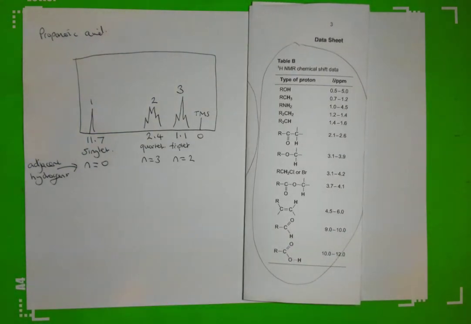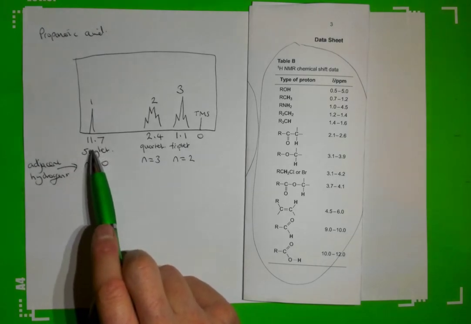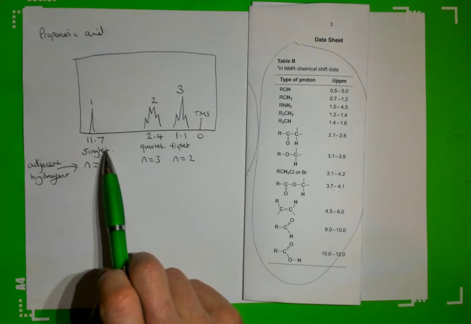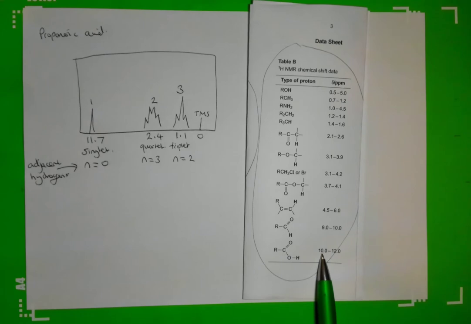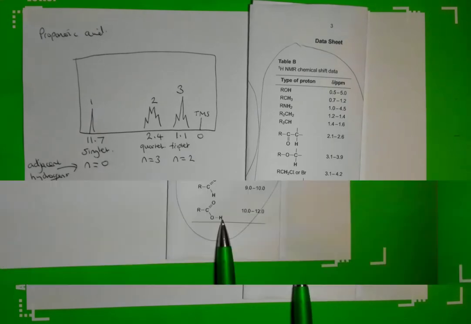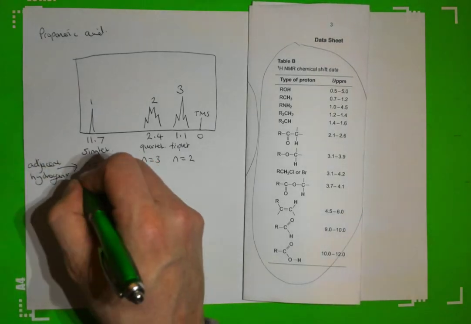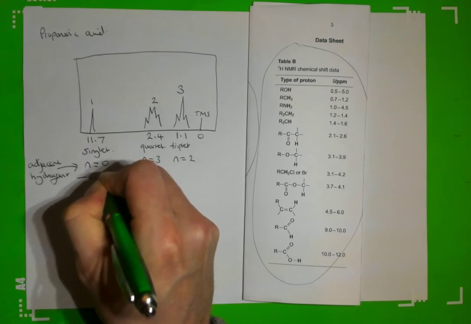So what we've got here, we've got a singlet at 11.7 parts per million chemical shift. So let's find 11.7 on our sheet. So 11.7 here must be the H attached to a carboxylic acid. So this is down to a COOH group. It has to be.